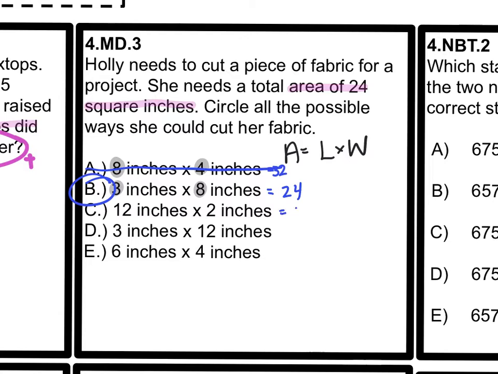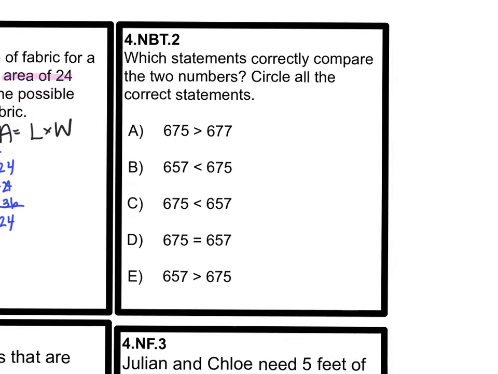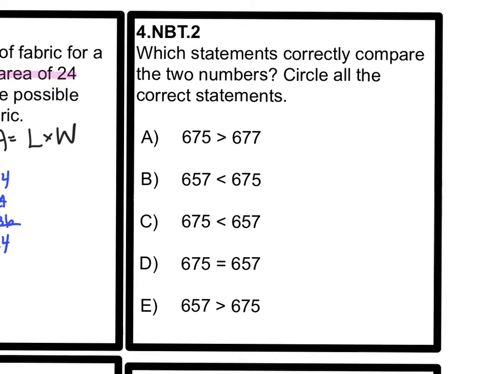12 times 2 is 24, so that's also another winner. 3 times 12 is actually 36, so this one's not going to work out for us. And 6 times 4 is also 24, which means that this is also a possible choice. And since the question asks us to circle all the possible ways to cut her fabric, B, C, and E are those possible answers.